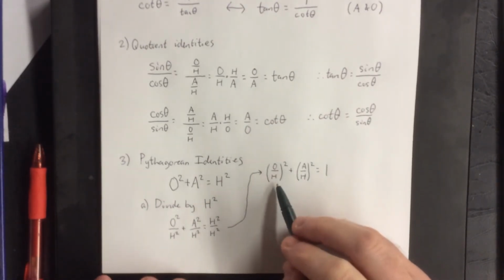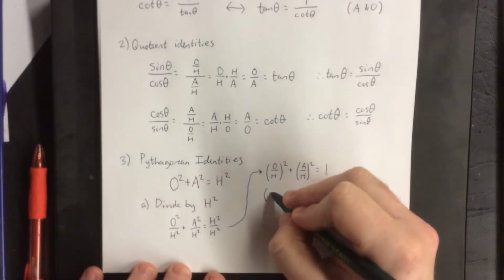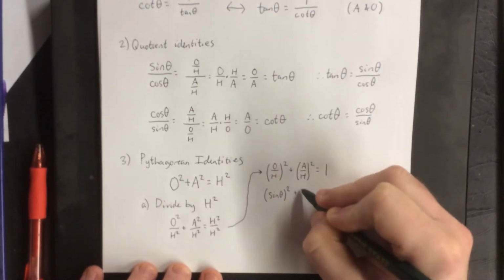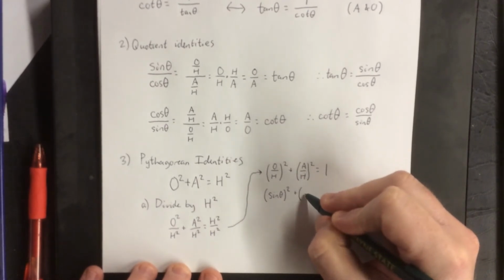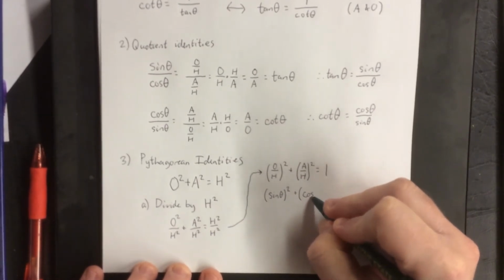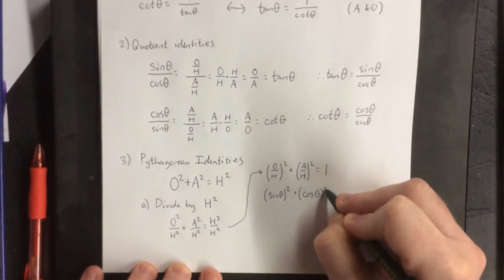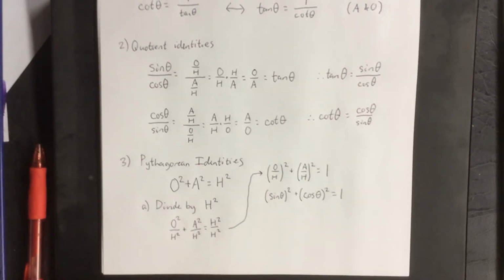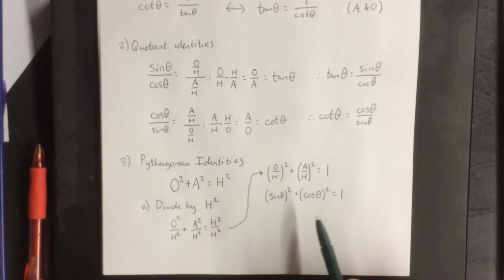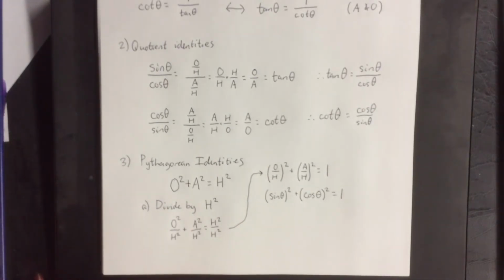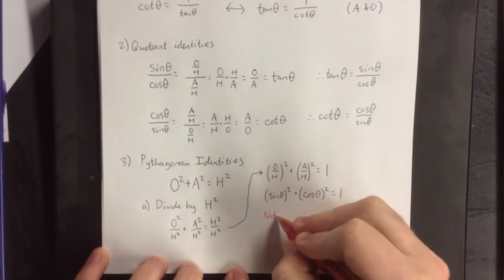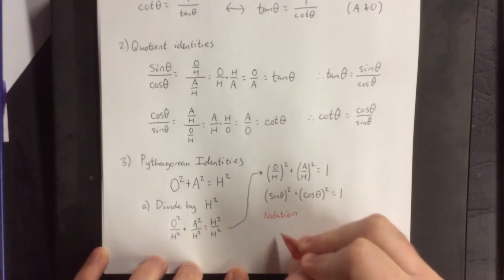Now O over h, that would be the SO of SOHCAHTOA, so that would be the sine of theta squared. A over h is the CAH of SOHCAHTOA. That'll be the cosine of theta quantity squared. So when you square the sine of theta and add it to the square of the cosine of theta, you get 1. The typical notation that you see for taking the sine of an angle and then squaring it will be the following.